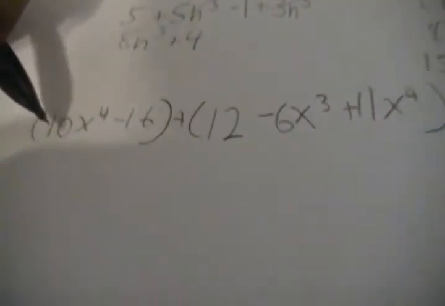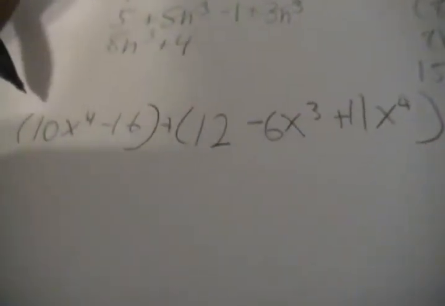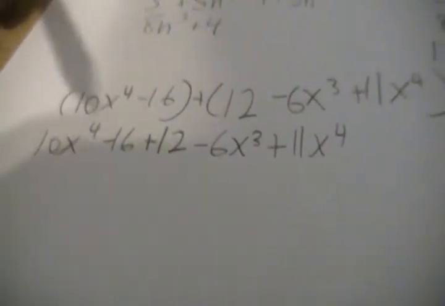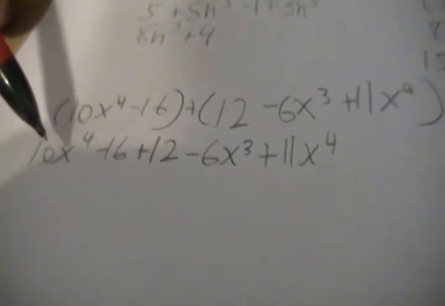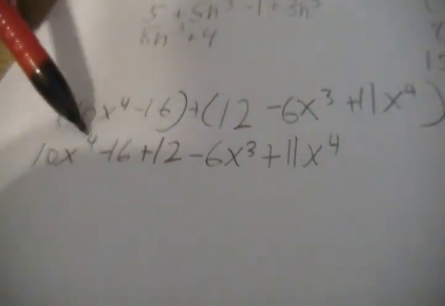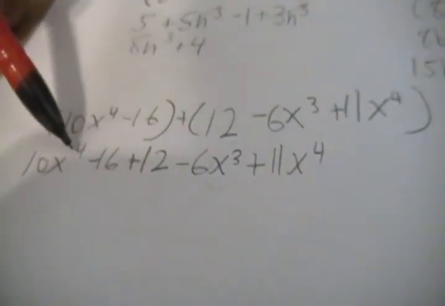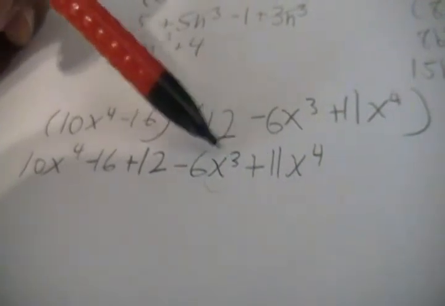Alright, so if you look here, you have these in parentheses, but technically we could just take all these out, so we can just rewrite it as 10x to the 4th minus 16 plus 12 minus 6x cubed plus 11x to the 4th. Okay? So now what you have to do is combine like terms. So notice here in this polynomial that we have x to the 4th, right? And we have x to the 3rd power. We cannot combine x to the 4th and x to the 3rd because they're not like terms.